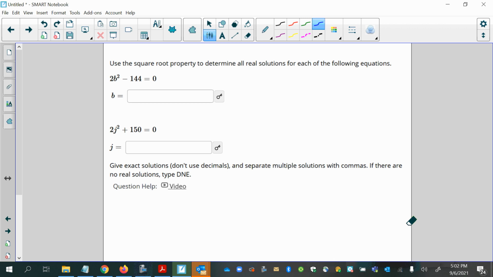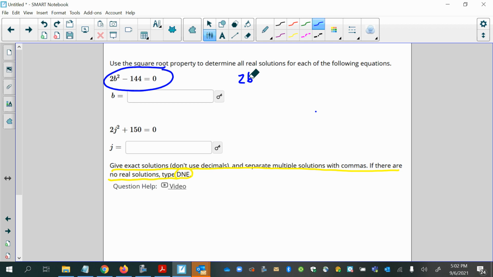In this video, we're asked to use the square root property to solve these two equations. And we want to be very careful that we pay attention to the directions of how to enter our answers, including the fact that if we have no real solutions, we are to type DNE, which stands for does not exist. When we do the first problem, we start by adding 144 to both sides.